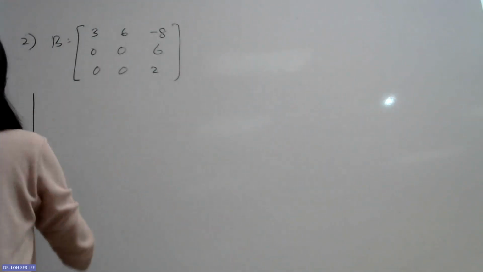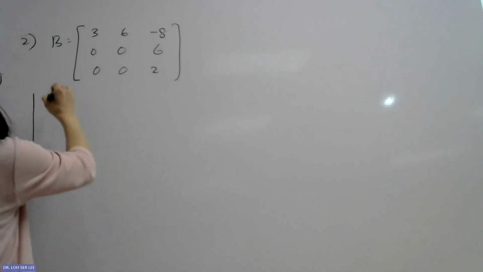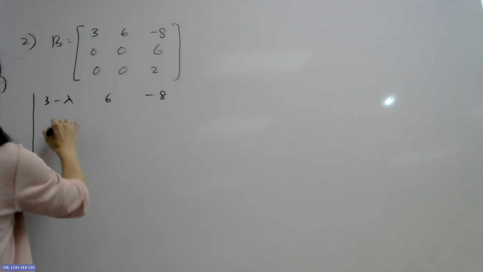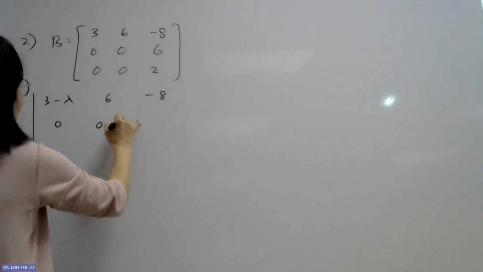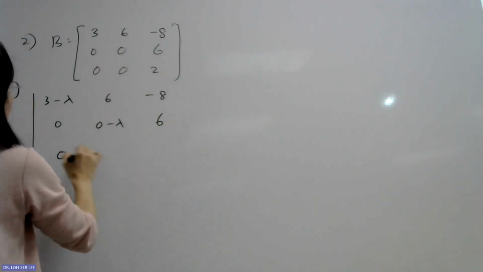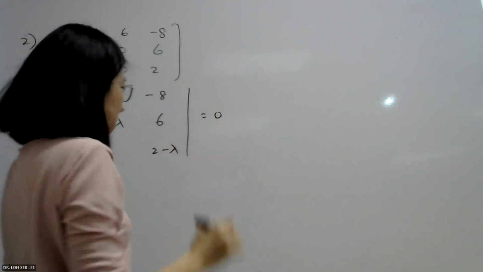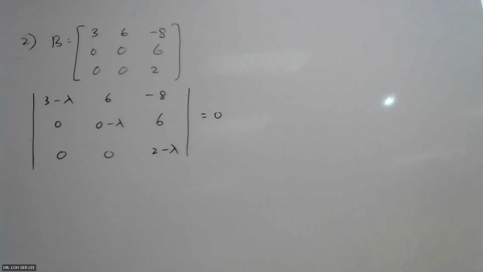Form the determinant: 3 minus lambda, 6, negative 8; 0, 0 minus lambda, 6; 0, 0, 2 minus lambda. Okay. Get the determinant of this 3 by 3 matrix.